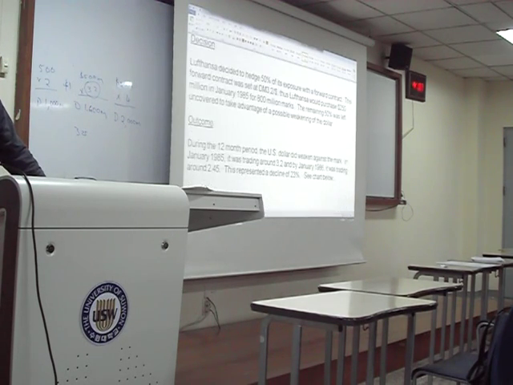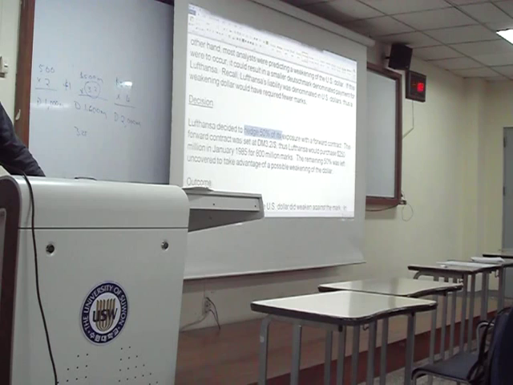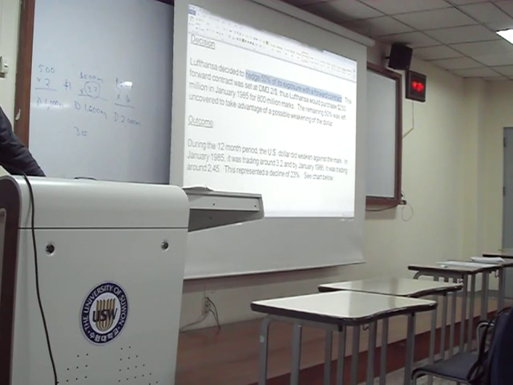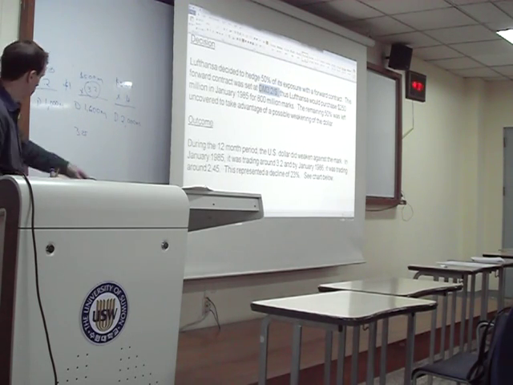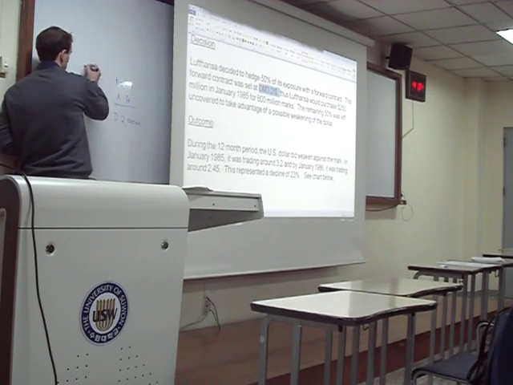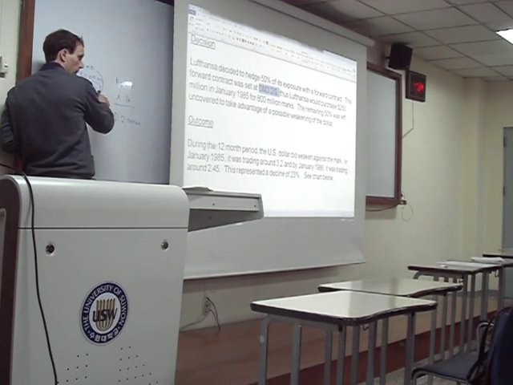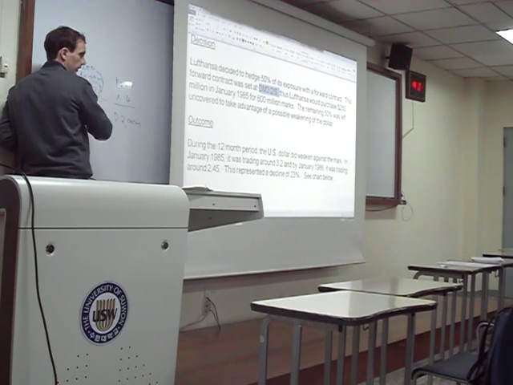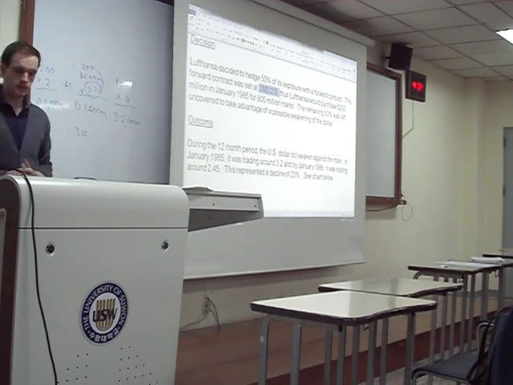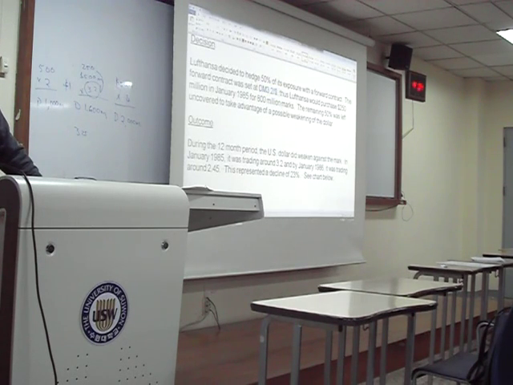So what was the decision? Lufthansa decided to hedge 50% of its exposure with a forward contract. So they used the forward contract, but just for 50%. This forward contract was set at Deutschmark 3.2. So Lufthansa would purchase 250 million now, at 3.2. The other 250 million we'll leave until the end. So the remaining 50% was left uncovered to take advantage of a possible weakening of the dollar.